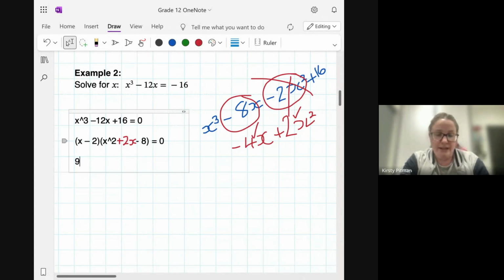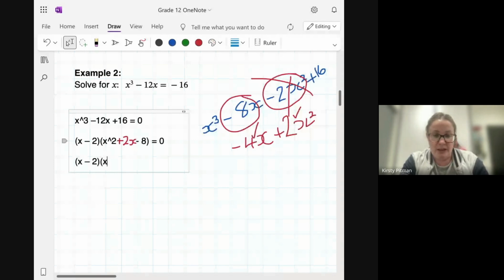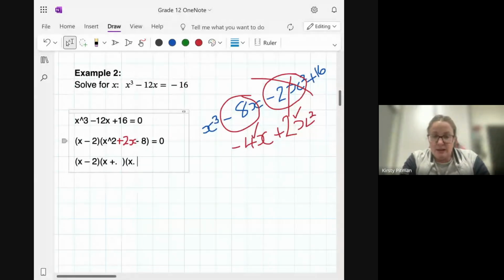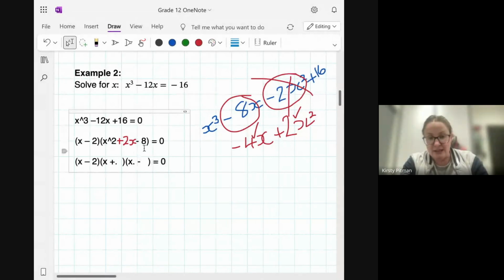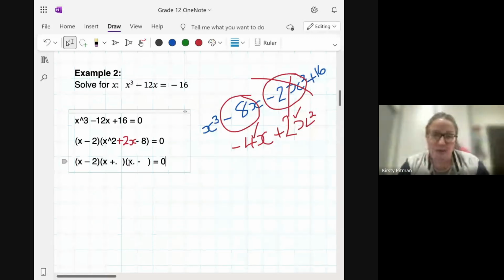All right. So in my one bracket now, I've got x minus 2. Can I factorize this one as well? In my one bracket, I'm going to have x. I know I need to have a negative in the end, so I'm going to have a plus. And in this bracket, I'm going to have times by x. I know I have to have a negative in the end, so times by a negative is equal to 0. What are the factors of 8 that will leave me with positive 2x in the middle?